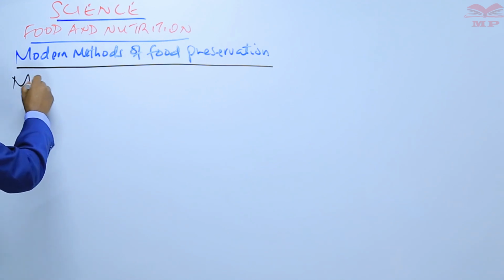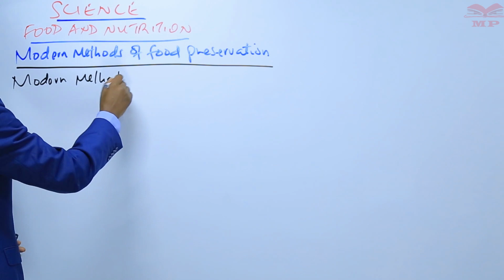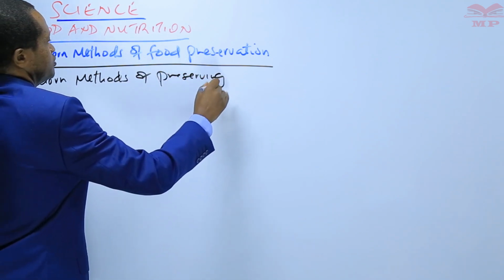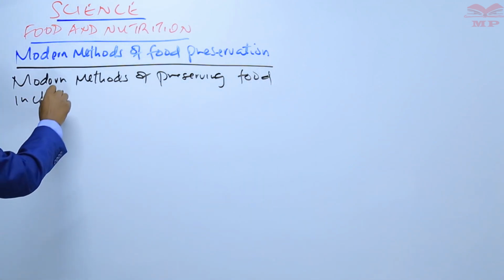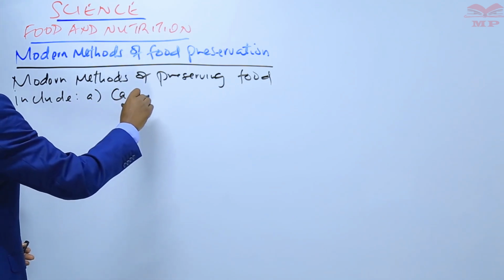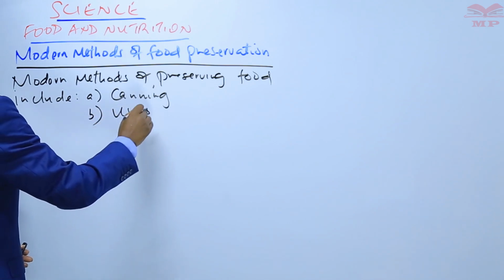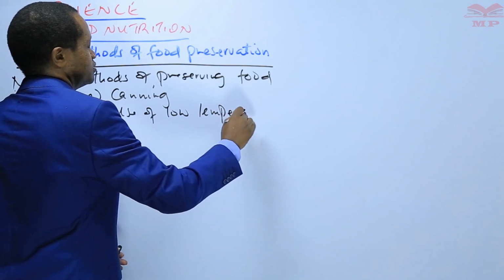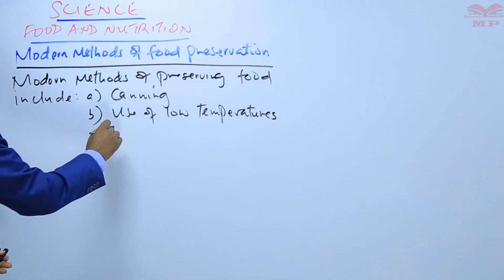Modern methods of preserving food include: A, canning; B, use of low temperatures; and C, drying.